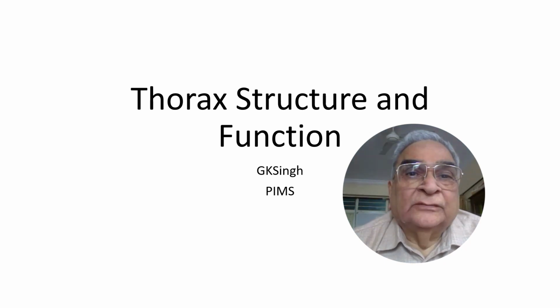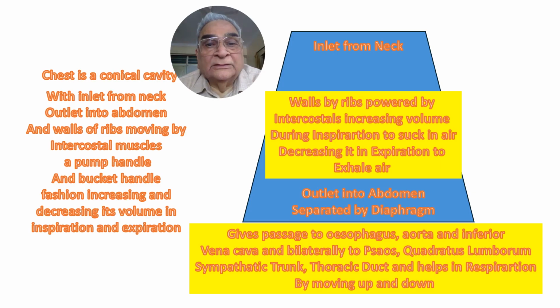This talk on the functional anatomy of the chest should help you understand the why of the structure rather than only the structure itself. Well, the chest is a conical cavity. It has got an inlet from the neck and an outlet into the abdomen. It has got walls where there are ribs moving in a pump handle or a bucket handle movement, increasing and decreasing the volume of the chest cavity during inspiration and expiration.